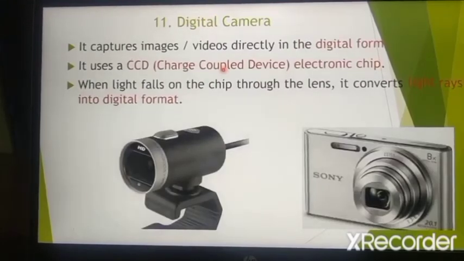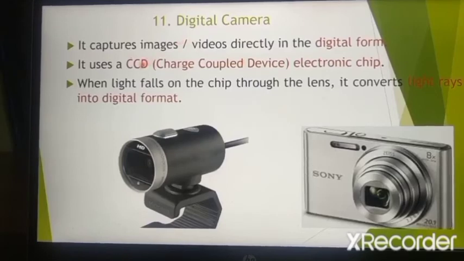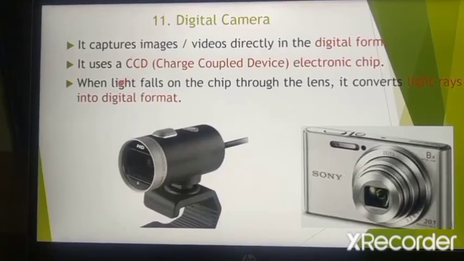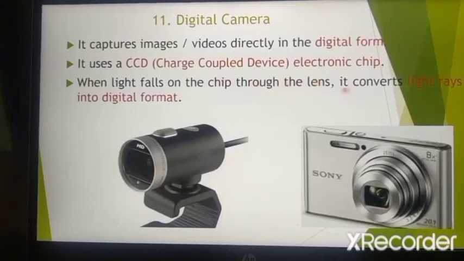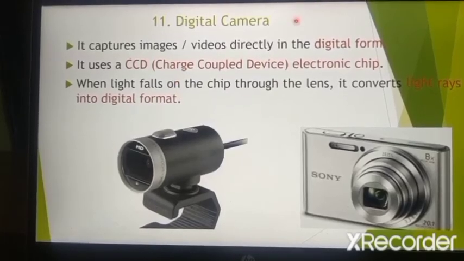Next, digital camera. This is the image for a digital camera. A digital camera can capture images or videos directly in digital form. The important thing here is that we have a CCD electronic chip. CCD means charge coupled device. When light falls on the CCD electronic chip through the lens, this light converts into a digital format. That is important. It converts the light rays into digital format. That is the functionality of a digital camera.